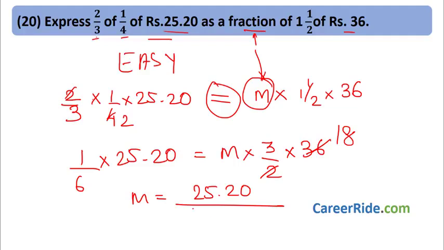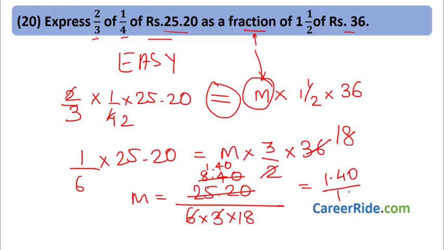25.20 divided by 6 into 3 into 18. So let us see, is it divisible by 3? 3 8s are 24, 12. 3 4s are 12. Okay, this is divisible by 3. Let us see whether it is divisible by 6. 6 1s are 6, 24, 6 4s are 24. 1.4, that is 1.40 divided by 18. Okay, that is nothing but, we can divide it, 0.7 upon 9, that is 7 upon 90. This is the answer. So the fraction is 7 upon 90.